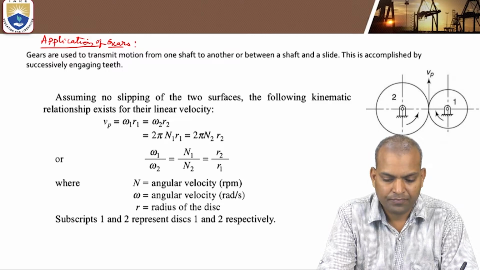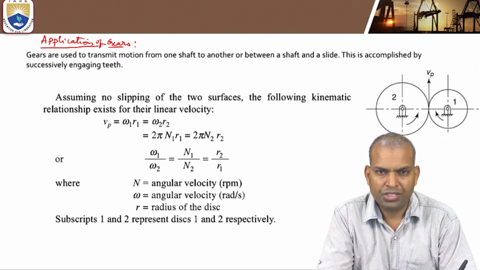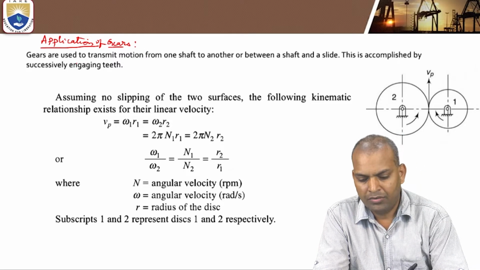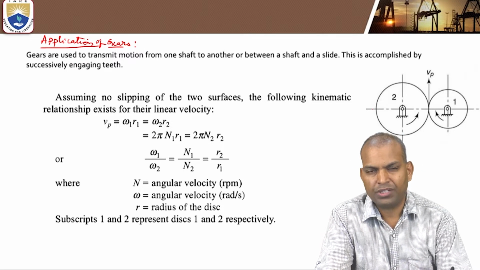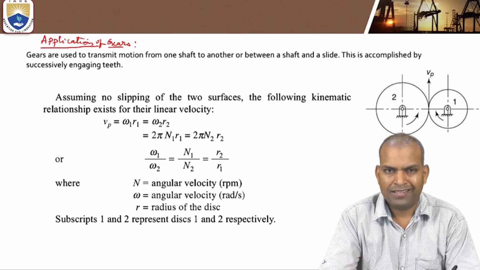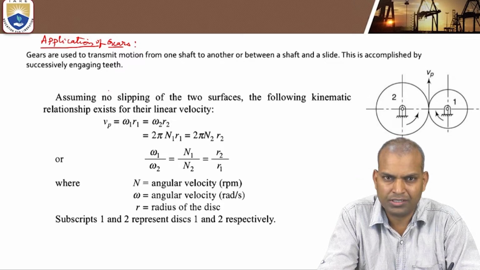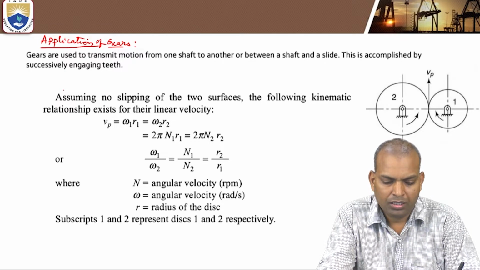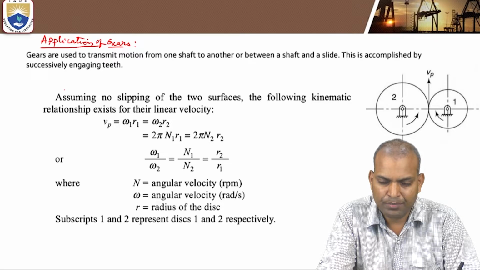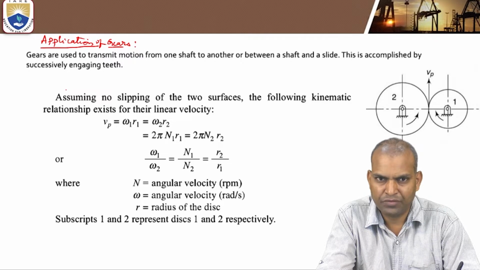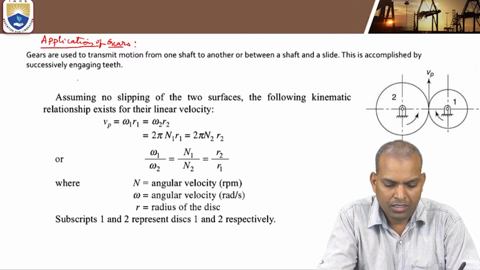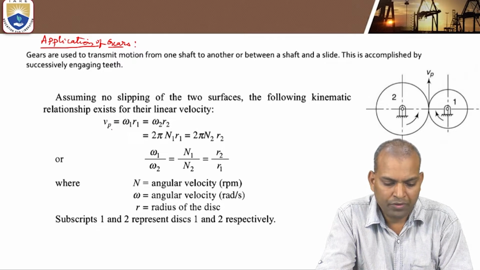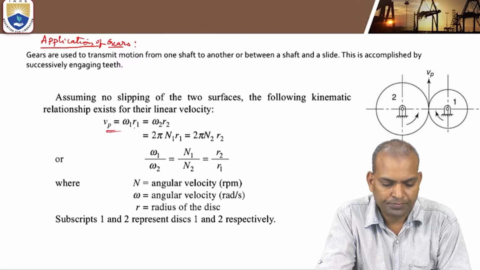This is known as gears. In the initial stage of gears, there are friction wheels. The figure here indicates the friction wheels. Friction wheels don't have any recess or protrusion on the surface. So here, consider that there is no slipping between disc 1 and disc 2, or friction wheel 1 and friction wheel 2. Then the linear velocity Vp equals omega 1 R1, which equals omega 2 R2.